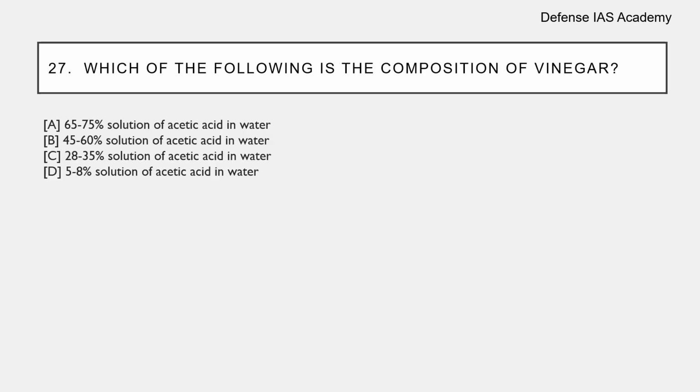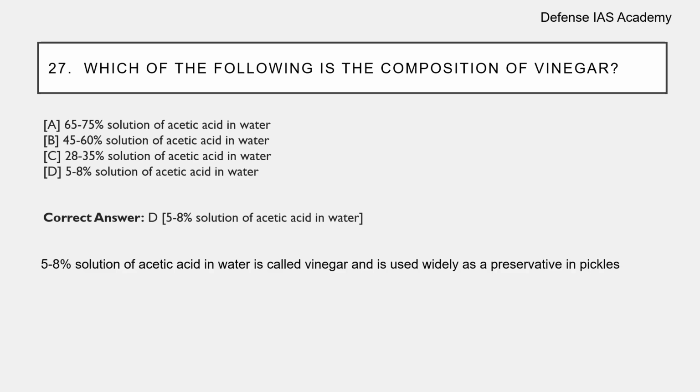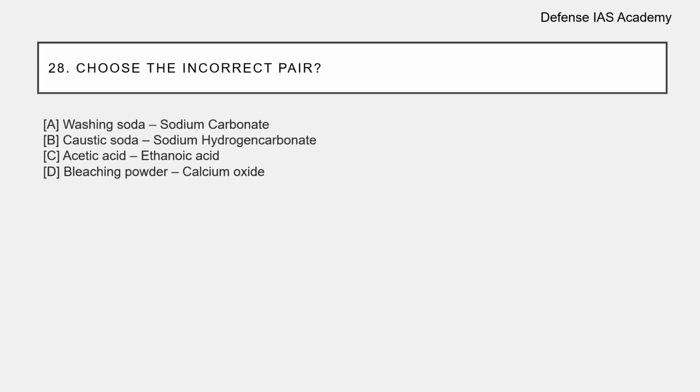Question number 27. Which of the following is the composition of vinegar? Option A, 65 to 75% solution of acetic acid in water. Option B, 45 to 60% solution of acetic acid in water. Option C, 28 to 35% solution of acetic acid in water. Option D, 5 to 8% solution of acetic acid in water. The correct answer is option D, 5 to 8% solution of acetic acid in water. This is called vinegar and it is used widely as a preservative in pickles.